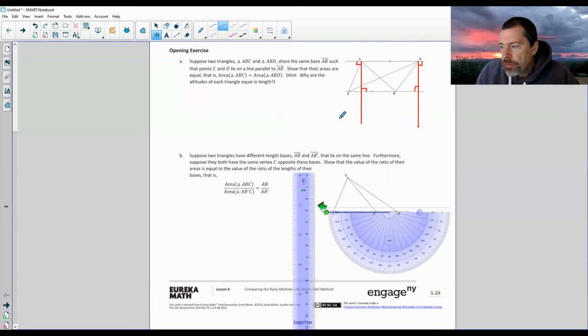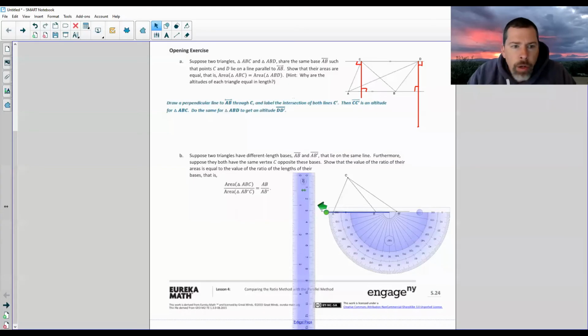Okay. So now I'm going to state what I just did. It says draw a perpendicular line to line AB through C. So that's what we just did. Drew a perpendicular line through AB and point C. It's perpendicular to AB, but since AB is parallel to CD, it's also perpendicular to CD. It says label the intersection of both lines C prime. So I will label it. This point right here is C prime.